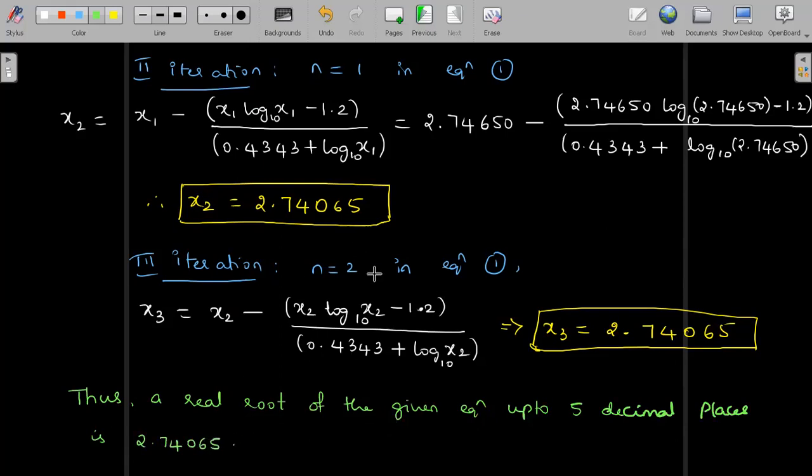The reason we conclude this as our answer is that we observe x2 and x3 are the same up to 5 decimal places. That is why we conclude the answer for the given equation up to 5 decimal places as 2.74065. Hence the solution. I hope these problems on the Newton-Raphson iterative method are understandable.